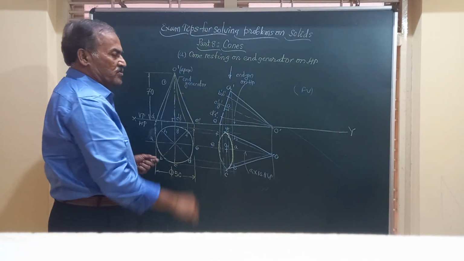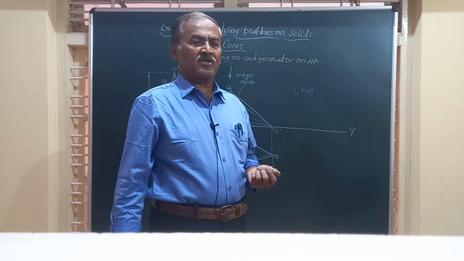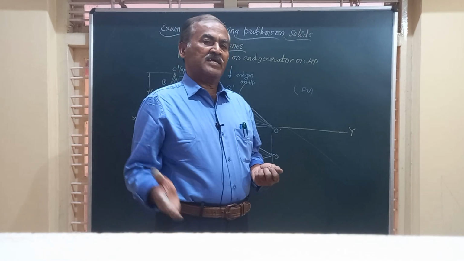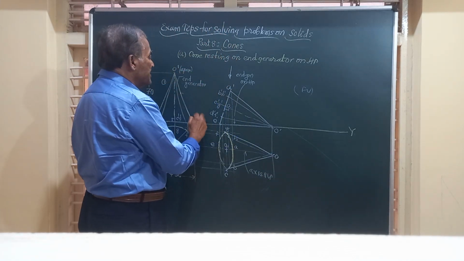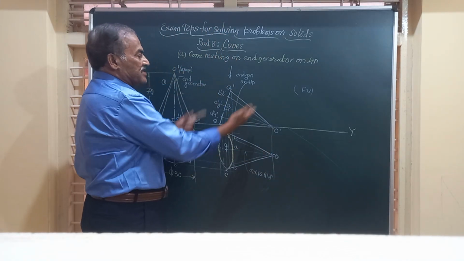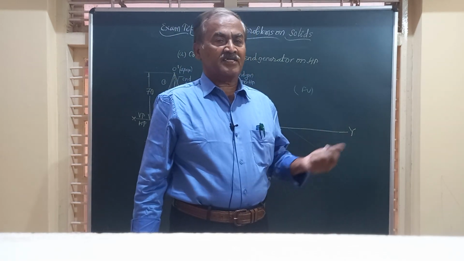Simply draw this front view and top view. You can pocket easily 1/3 of the total marks allocated. Next, if they say it has to rest on a generator, know what a generator is. This is a generator. Make it rest on HP like that. You get another 1/3 of the total marks allocated in the second view.